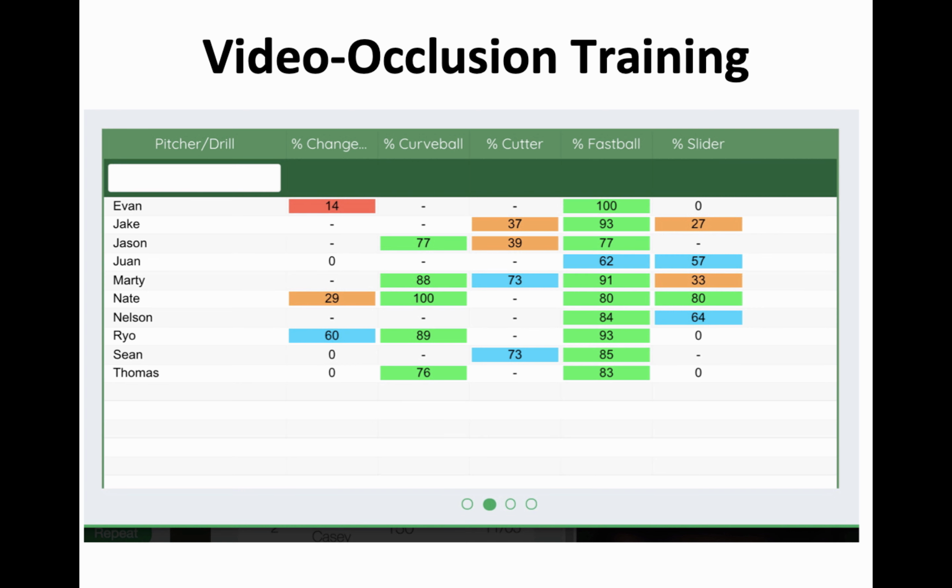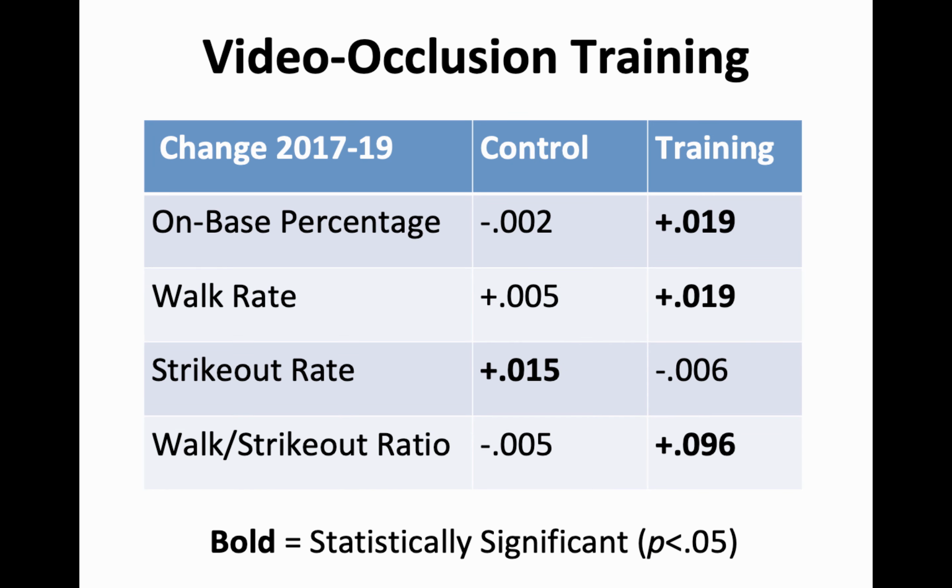Juan is a side-arming reliever. Marty's a four-pitch, mix-it-up type of guy. Ryo, a tall mid to upper 90s power guy. So they know that, and they can see at a glance what their hitter is doing good or may need some work at.